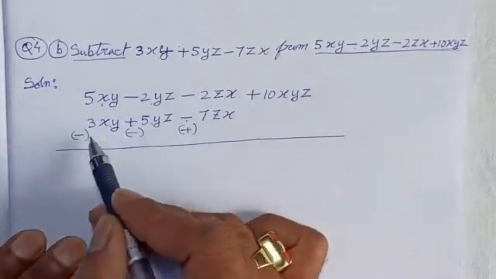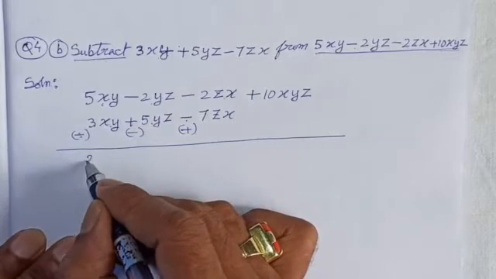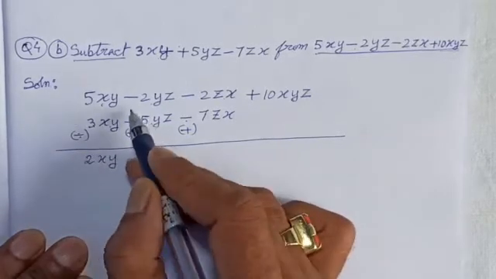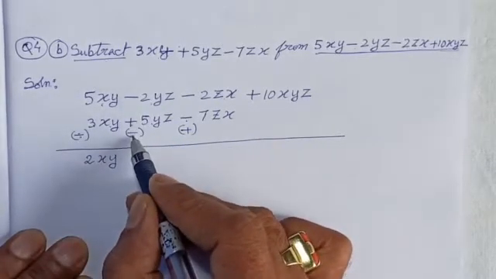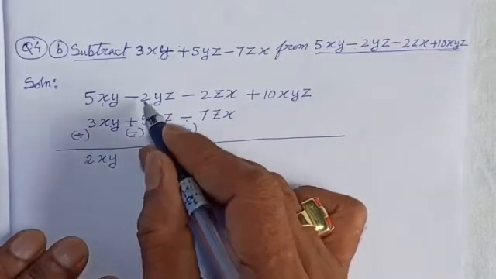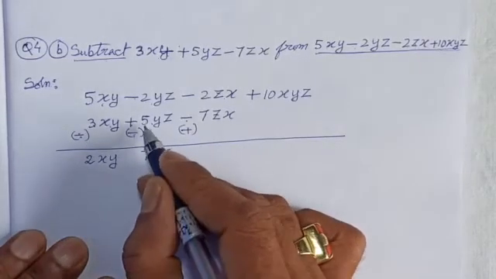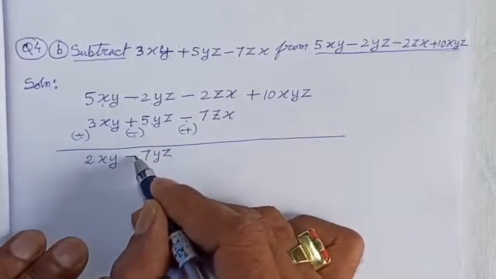Now we have to take this minus sign. 5 minus 3, we are getting 2xy. This is minus, we have to take this sign. Minus minus are the same sign, so we need to add together. 5 and 2 are added together, then we are getting 7yz. Since 5 is bigger, put the bigger sign. Here is minus, here is plus.